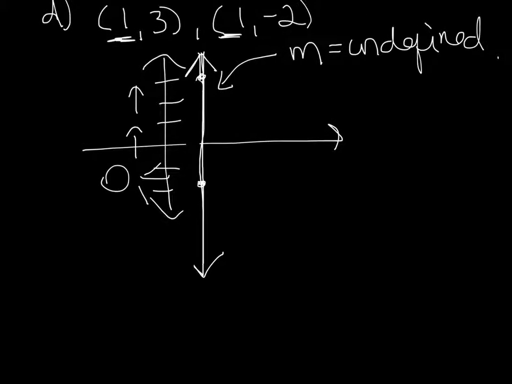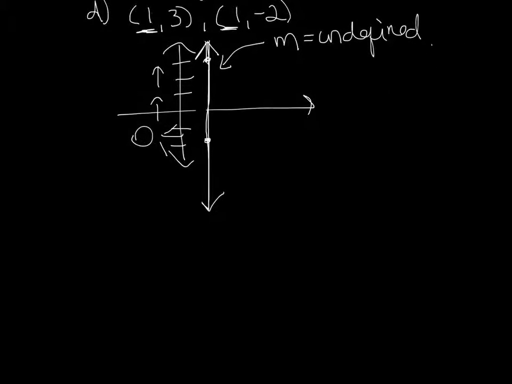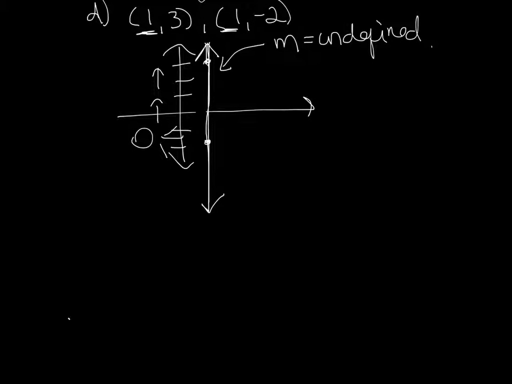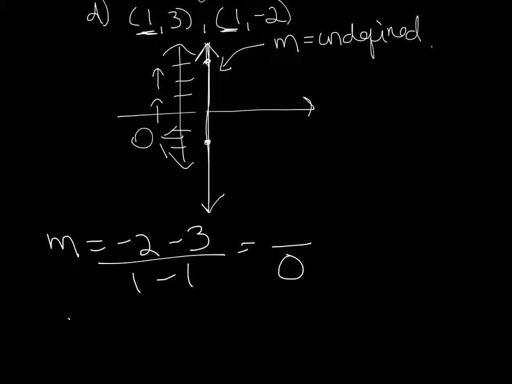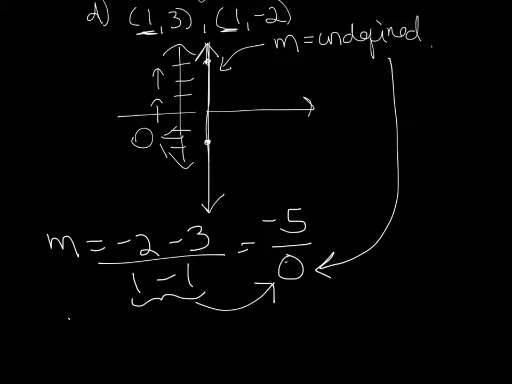If we actually use the formula, we get y2 minus y1 over x2 minus x1. You'll notice that you get a 0 here, and it doesn't really matter what number is on top. I'll write -5, but this is bad. If 0 is on the bottom, we cannot discuss this because there is no definition for this. It's undefined. Okay, that is calculating slope.